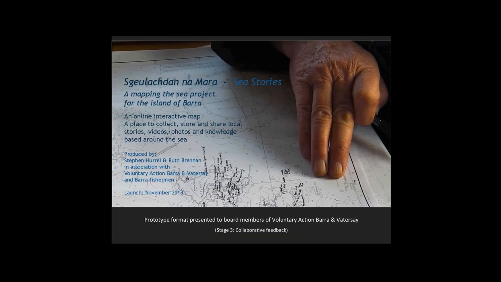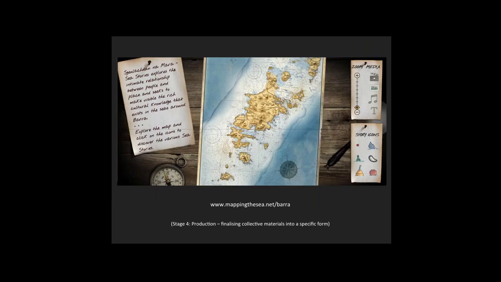And what eventually came out of this project was a digital online map of the sea called Sea Stories, which was based on the work we had been doing in connecting coastal communities. We used the stories and the names that we had collected there to animate the map initially, and we presented a prototype format quite early on to the board members of Voluntary Action Barra and Battersea for their feedback, and that was completely handed over to the control of Shear Media, the media company on Barra, in November 2013.